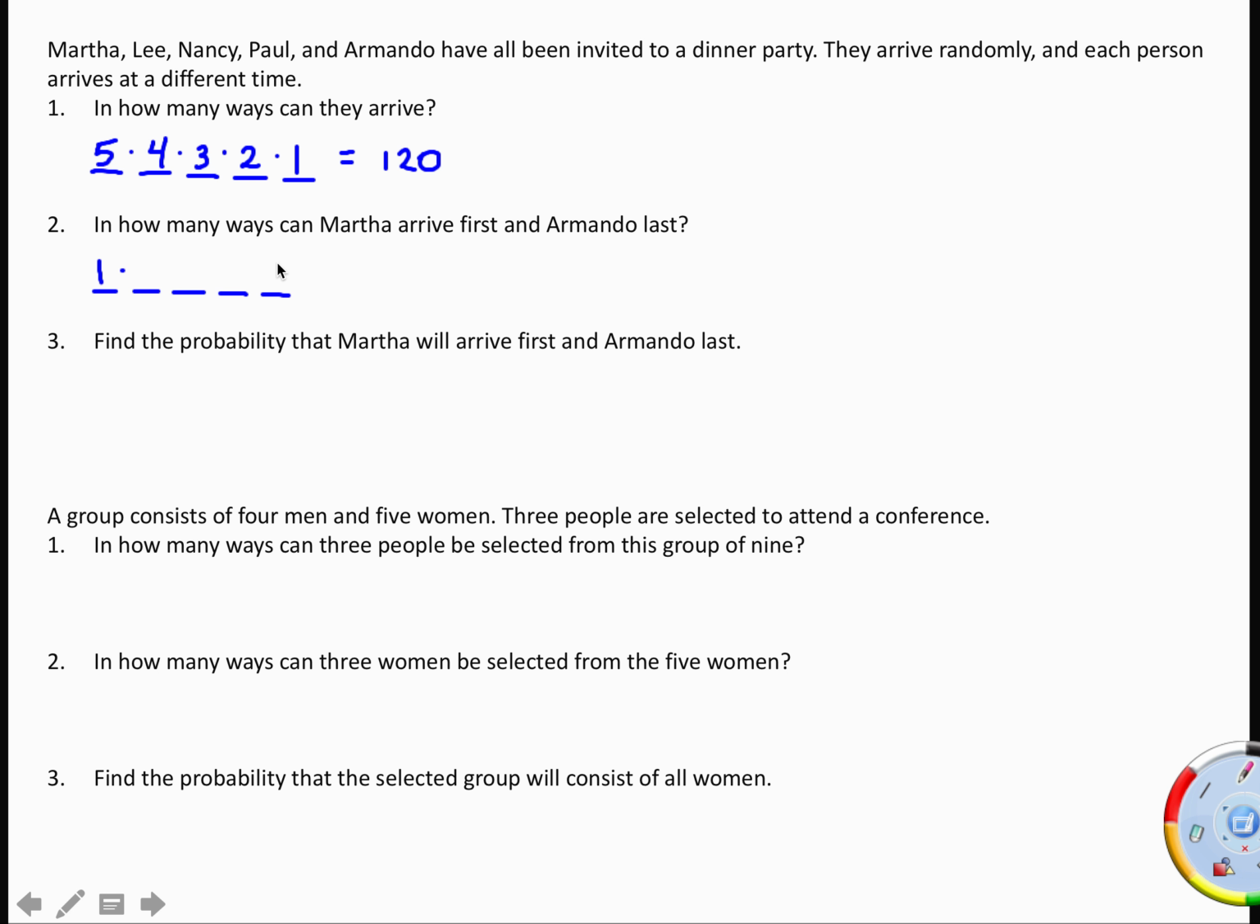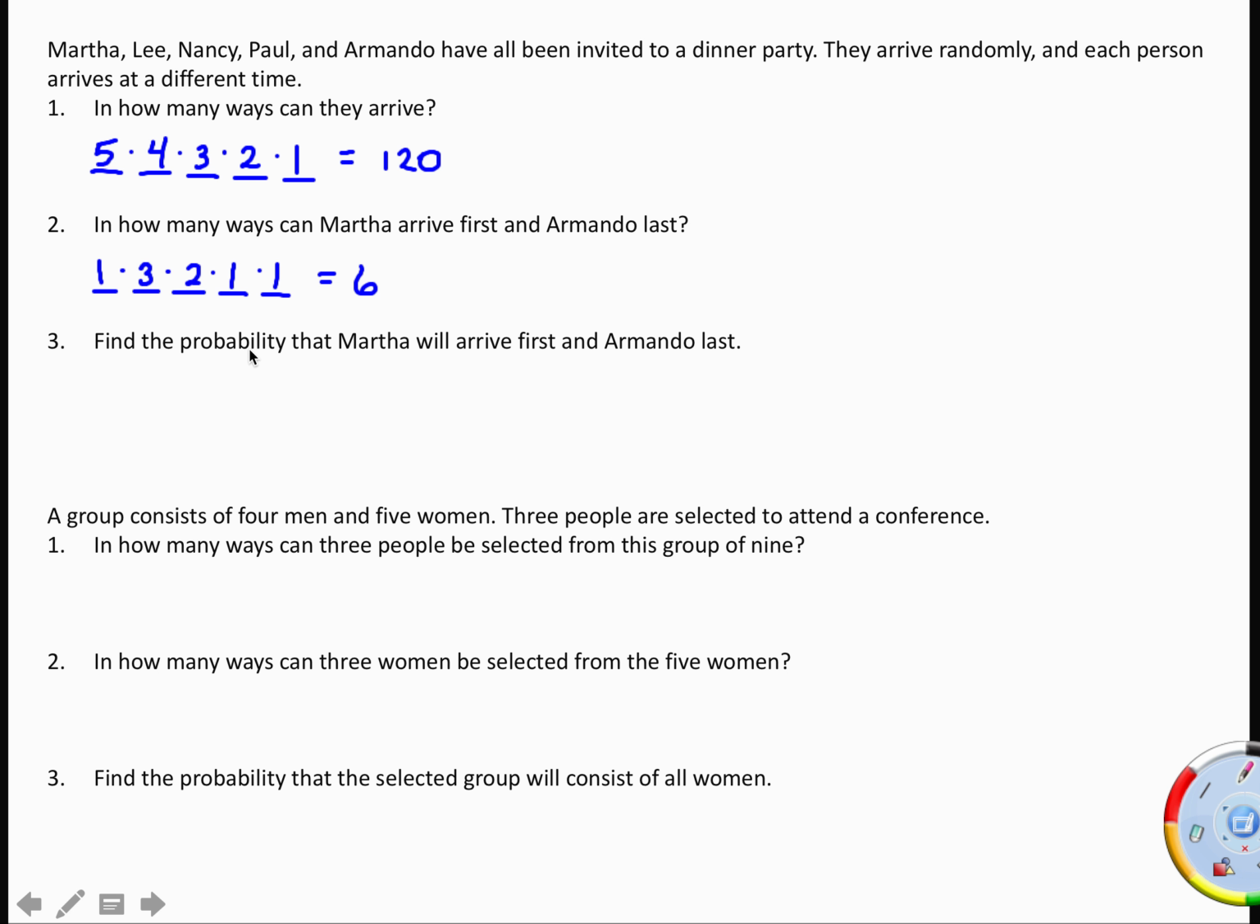If Armando arrives last, there's only one way that can happen. If Armando is the last one. That means 2 people are already accounted for where they're going to arrive. So out of the 5 people left, there's only 3 different options that could come in the door second. Okay, and then there's only 2 different options, and then finally just 1 option. So there are 6 different ways that Martha can arrive first and Armando last.